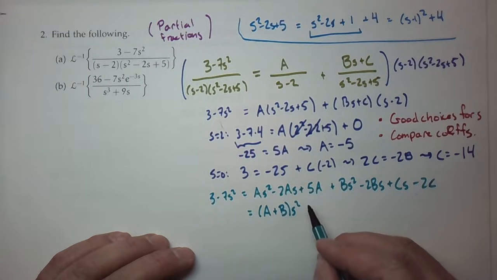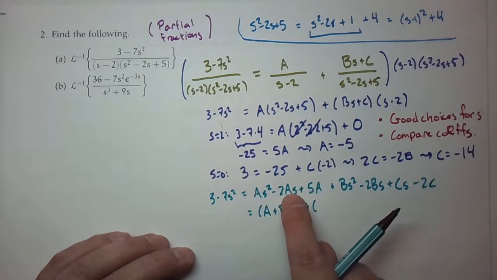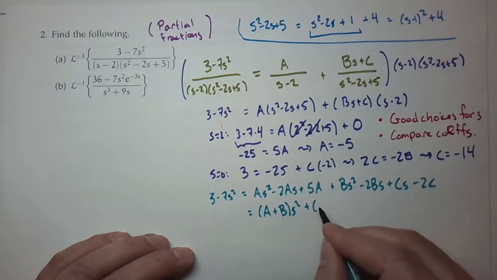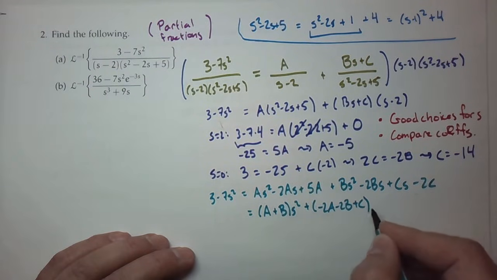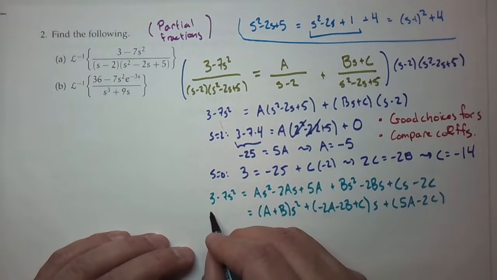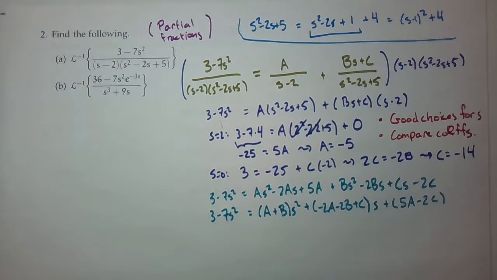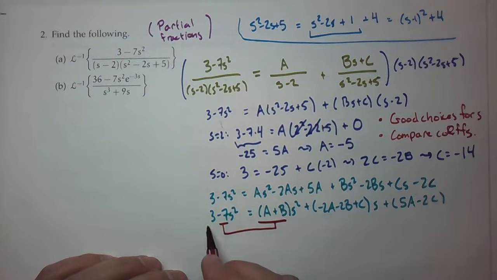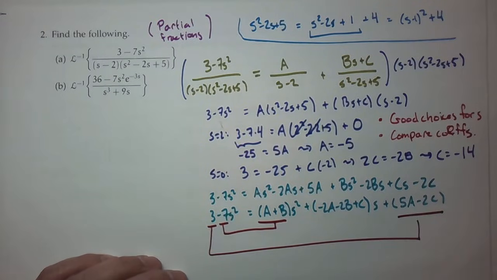And what about our s's? Well, we have minus 2a, minus 2b, plus c, s. What about our constants? We have 5a and minus 2c. And now there's the great game of matching. Our coefficient of s squared has to match. So negative 7 has to match with a plus b. Our constant, 3, has to match with the constant, 5a minus 2c. And then what happens to this part? See, there's no s on the left-hand side. That's really a 0s. So that has to be 0.